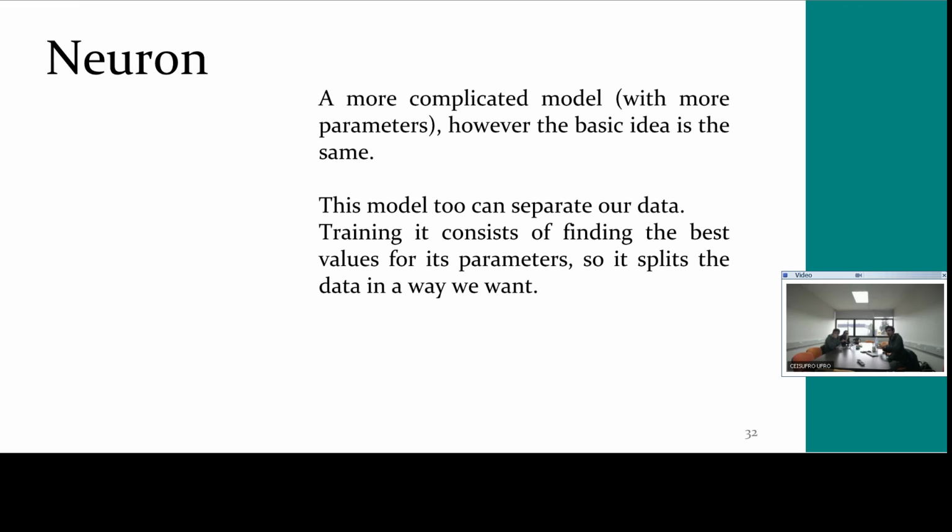So we will be using some more complicated models. And more complicated in this sense means that it has a lot more parameters to be set. The ideas that we used before can be used here again. If we have another model with many parameters, the training is just finding the proper values for these parameters so they fit the data somehow, so they can separate the data well enough.